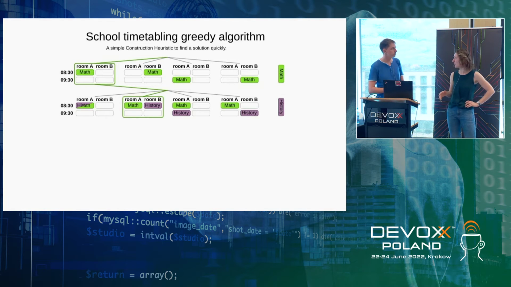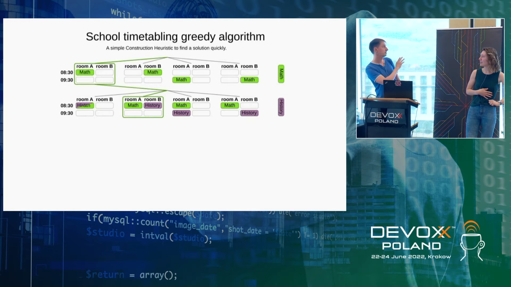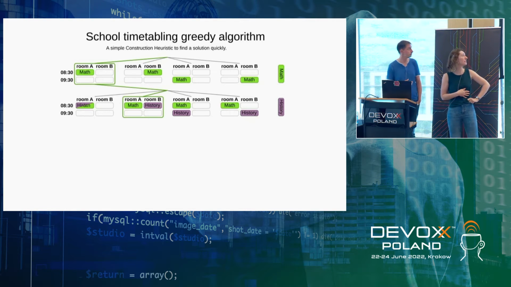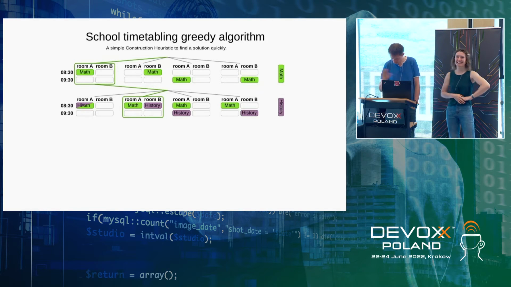Are you sure about this? Yeah, no hard constraints broken. Math and history do not share any students. Do not share any teacher. No problem. Well, I'm pretty sure this algorithm is fine.